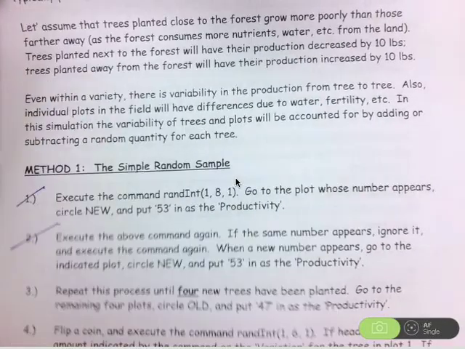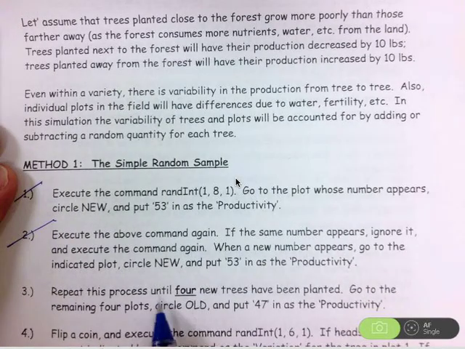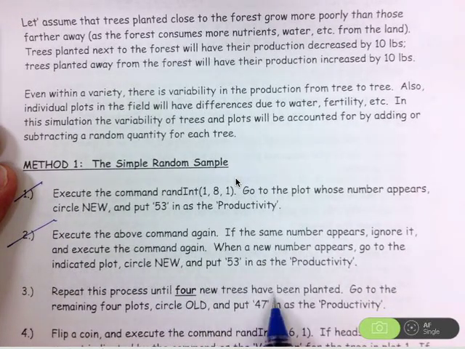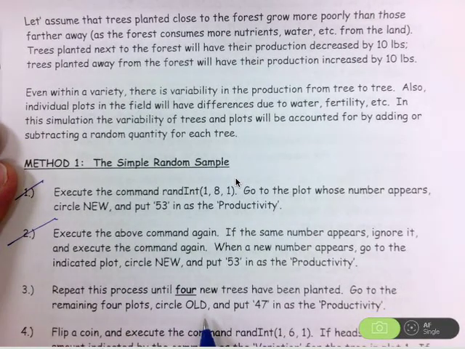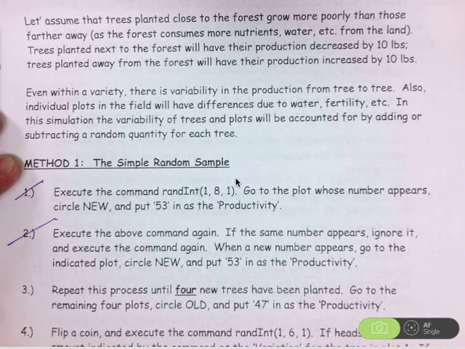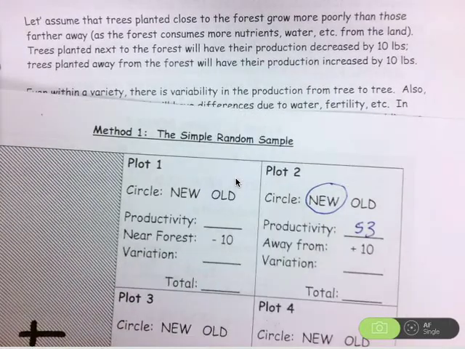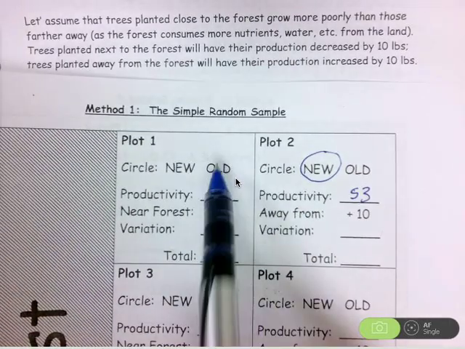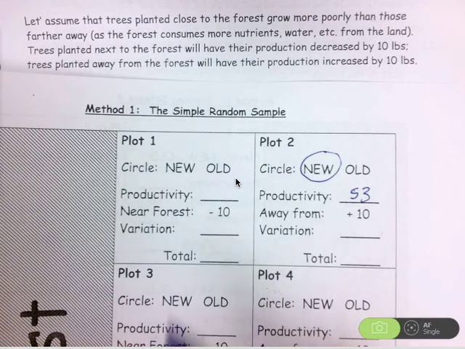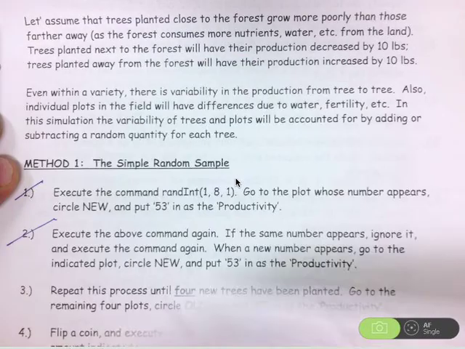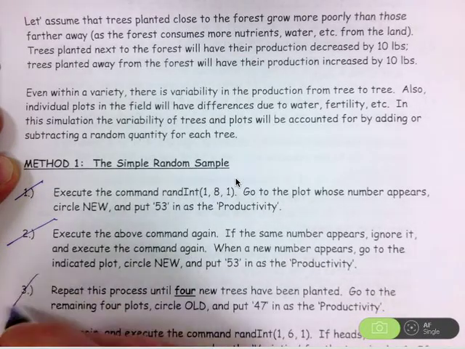So, step number 3, you're going to repeat this process until 4 new trees have been planted, and that means that the remaining plots are all old trees, so circle old and put a 47 in as their productivity. So once you've assigned new trees to 4 plots, you'll go and circle old for the other plots and put in their productivity as 47. Again, I've been really specific with the directions.